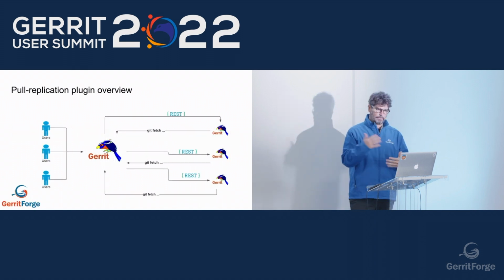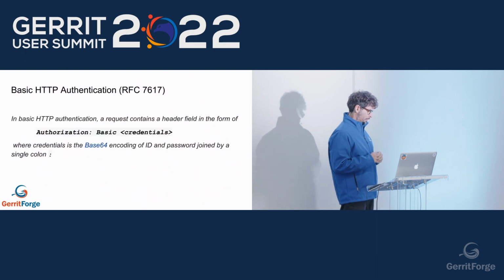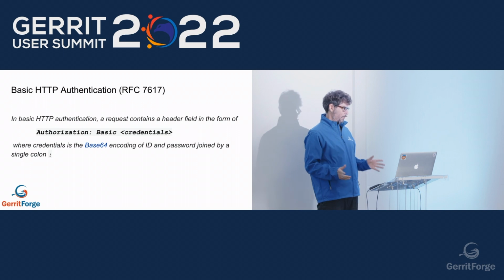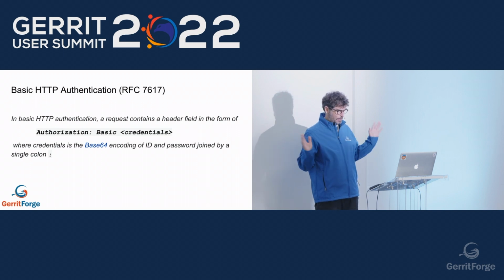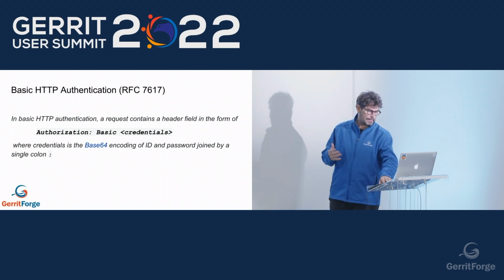In the REST API that we are using in the pull replication plugin, and when the Git fetch is through HTTPS, right now we are basically using the basic HTTP authentication, which I know all of you know well, so I'm not going to go into details on this. So this is the way that we manage the authentication.